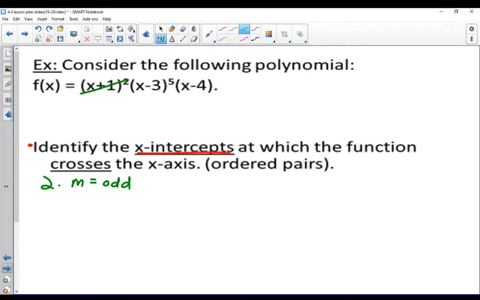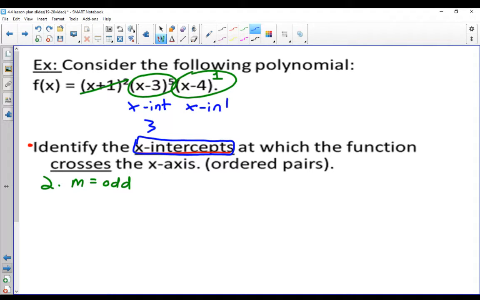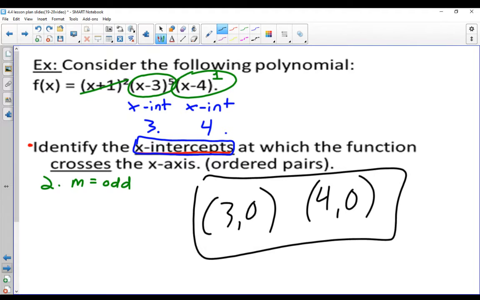So this one does not count because that multiplicity of 2 is even. This one is an odd multiplicity. And this one, multiplicity of 1, that is an odd multiplicity. So we now know what factors to look for. Go ahead and identify the x-intercepts. For this one, the x-intercept is positive 3. The x-intercept of this one is 4. There you go. 3, 4. Done. Those are your x-intercepts. All that's left for you to do, put them in as ordered pairs, and you're done. That's it. Feeling pretty good now, aren't you? This is pretty easy stuff so far.